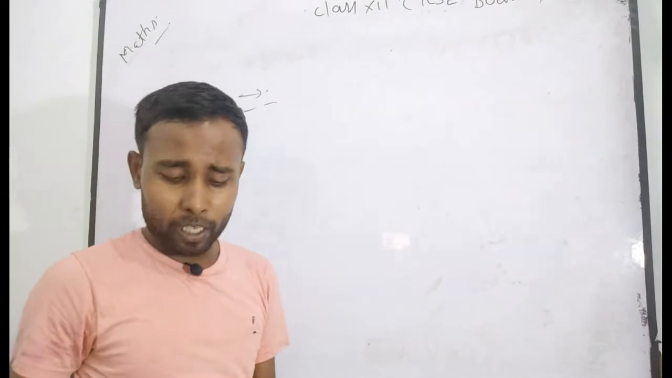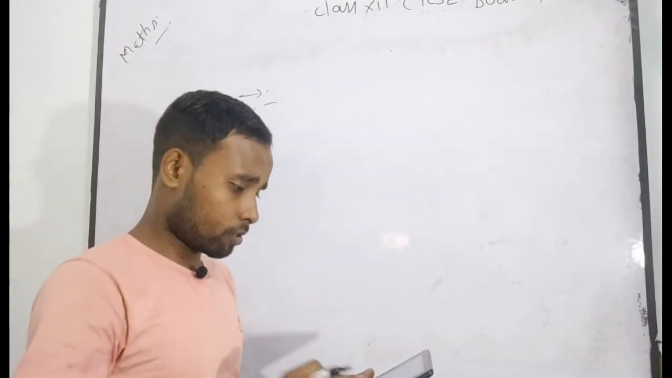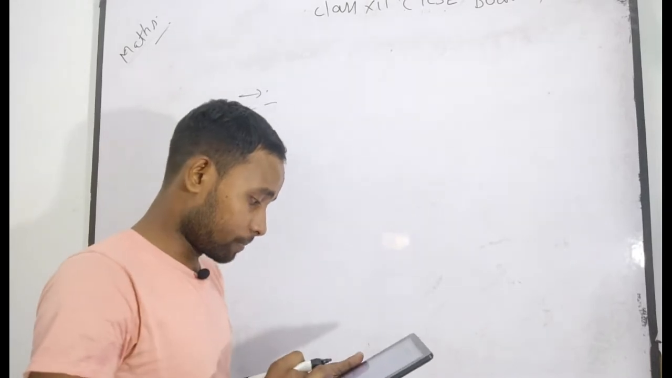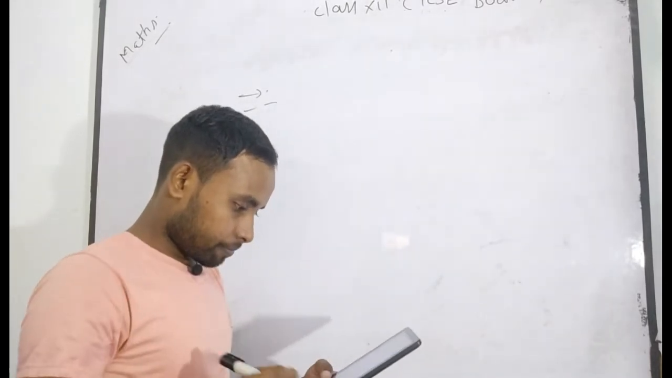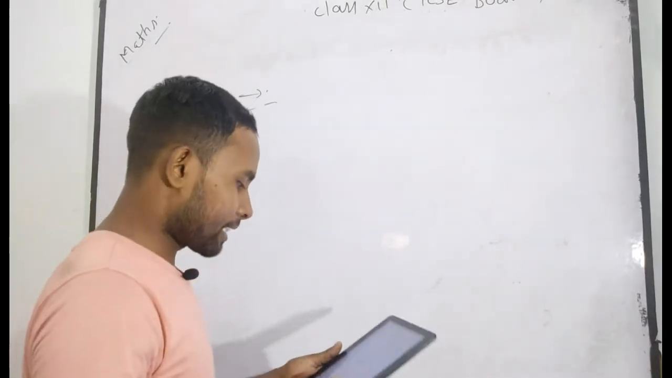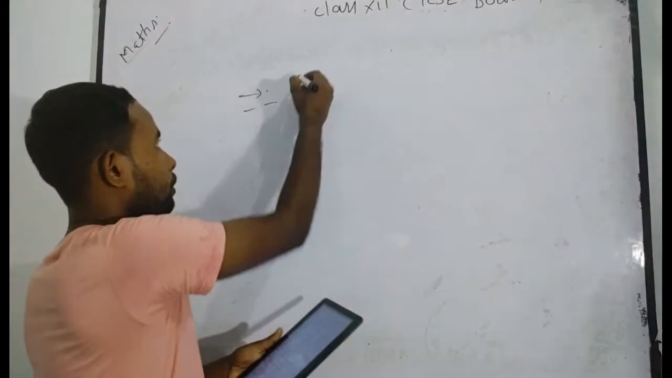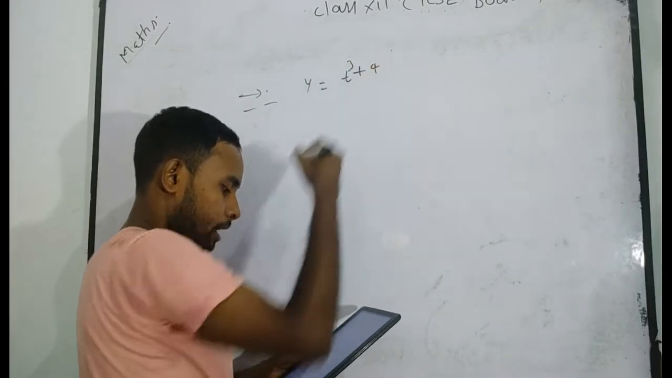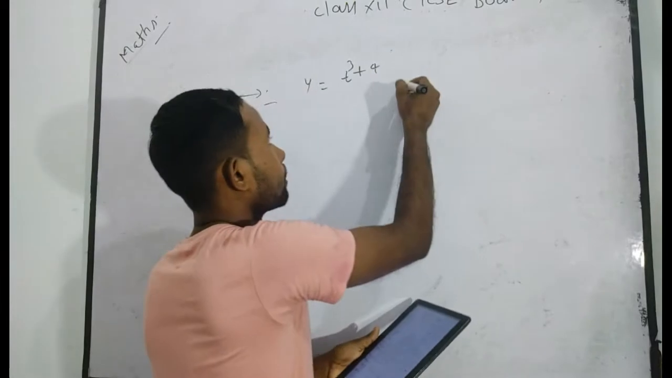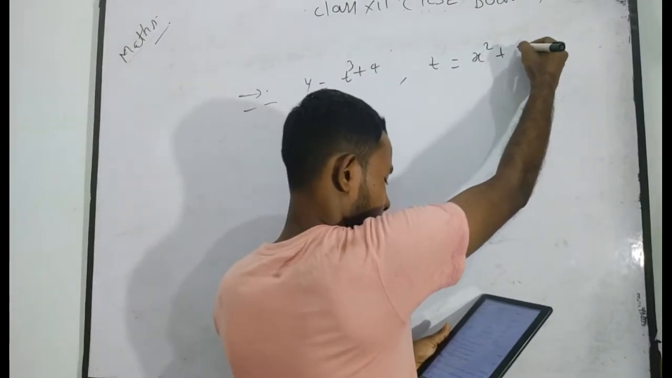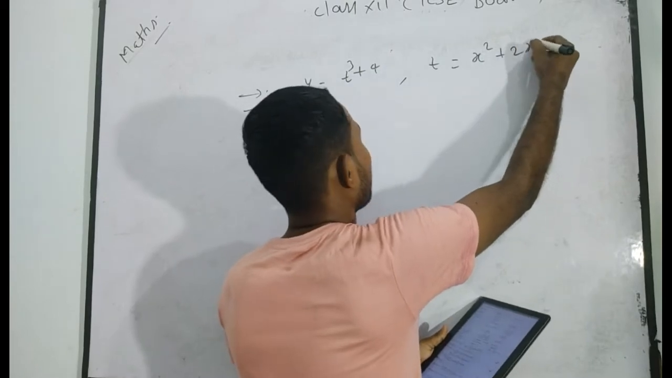See here, what do you mean by parametric function? First of all, your problem, where is your problem? I want to see. Yes, see here. First of all, the given function is y is equal to t to the power 4 plus 4, and t is equal to x square plus 2x.